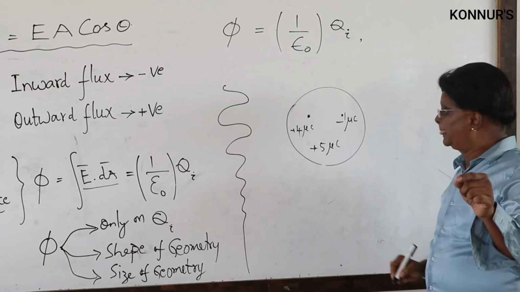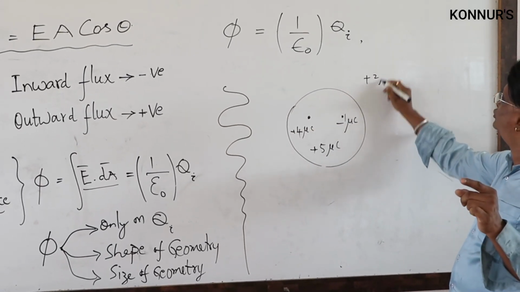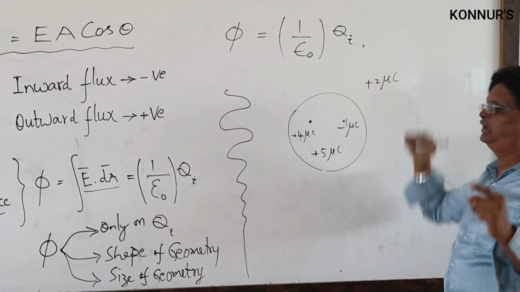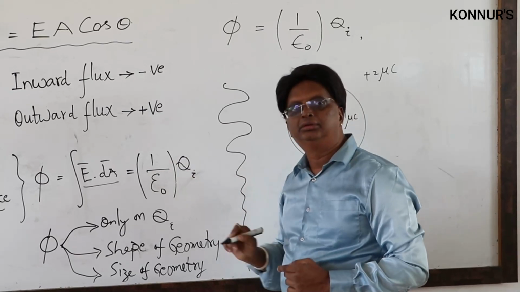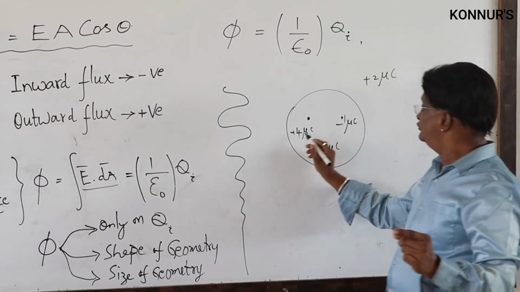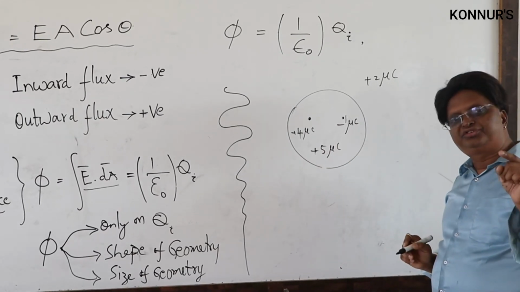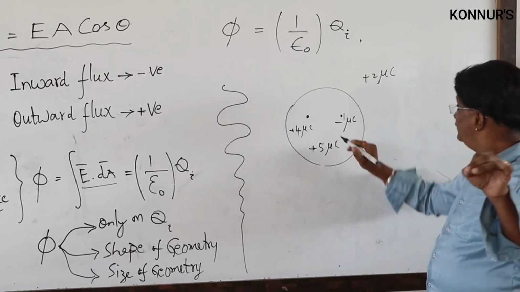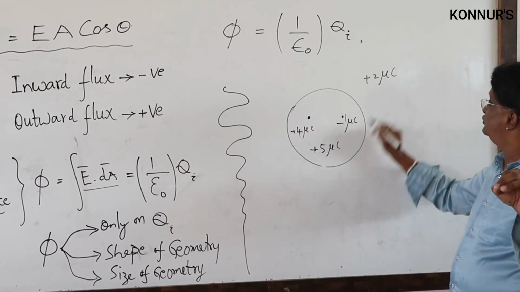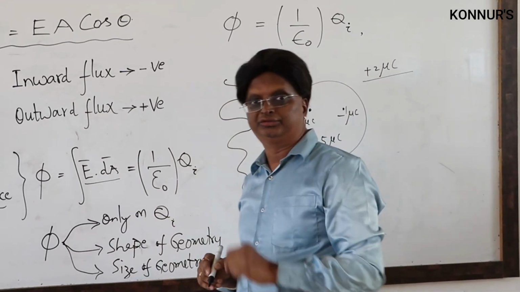Now the net charge, and one more time, supposing I take plus 2 microcoulomb which is outside the enclosure. Now when we are making use of this expression, this is plus 4 plus 5 minus 1, which brings out 8 microcoulomb positive, right? Whereas in this calculation we should not consider any charge which is outside the enclosure.